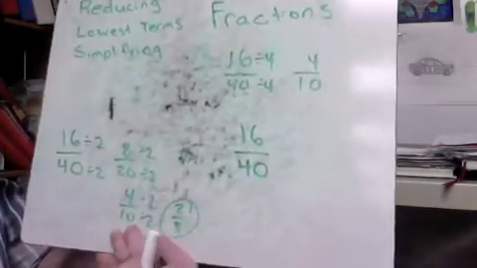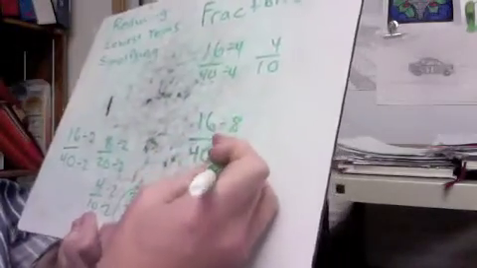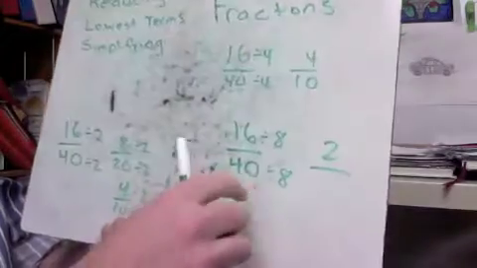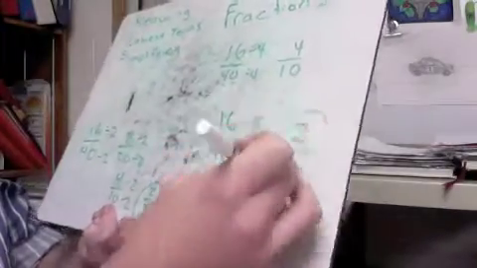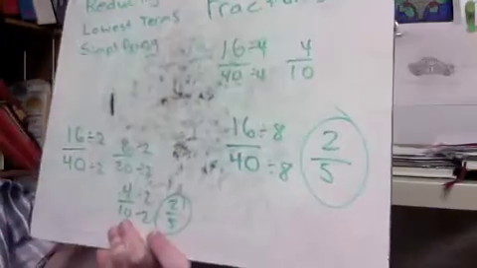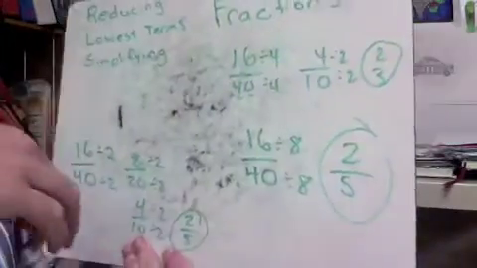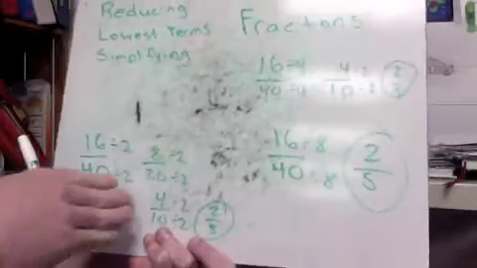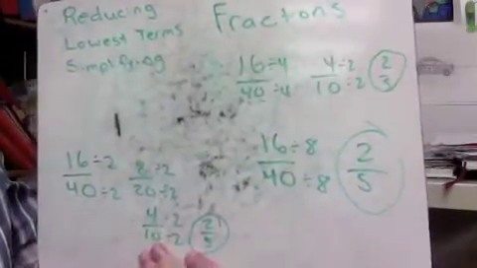Over here, if I want to do the quick way, I know that the biggest number that goes into both of these is 8. 16 divided by 8 is 2. 8 times 5 is 40, so 40 divided by 8 is 5. There's your answer. We got the same thing, and if I would have done this completely all the way out, that would have also been 2/5. It doesn't matter whether you know a big number that goes into it or you just have to whittle it down by using many small numbers. Either way will work out the same.